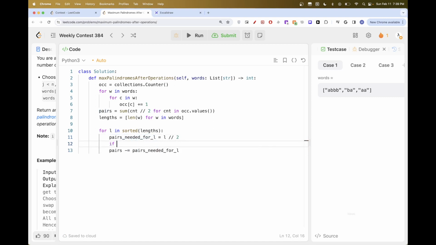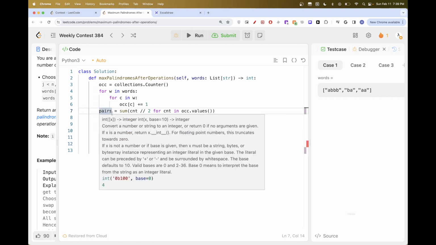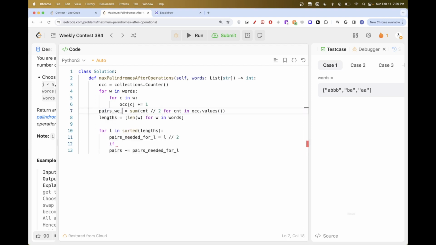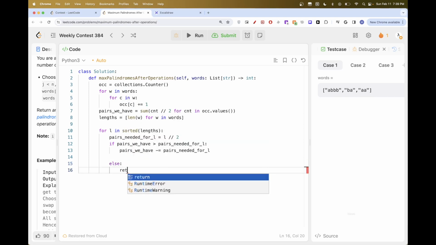Now we need to make sure this is possible. So maybe pairs we have, just to make this super clear. If the pairs we have is bigger than this, then we can accomplish it. But if it's not, that means we can't. So we stop here because we reached the maximum number of palindromes we can get. At this point, we can return the number of palindromes.